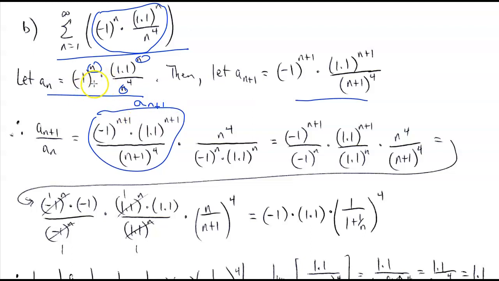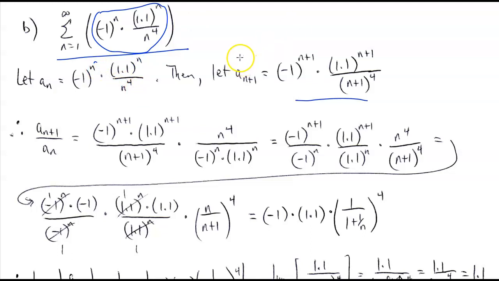And when I divide it by a sub n, since I have a fraction being divided by another fraction. Oh, sorry. I think I circled the wrong thing here. Let me go back. So let's try that again here.